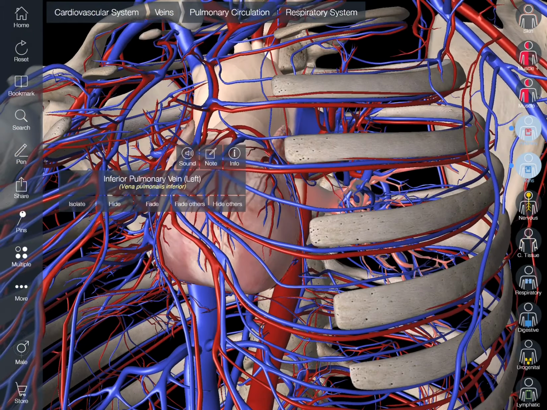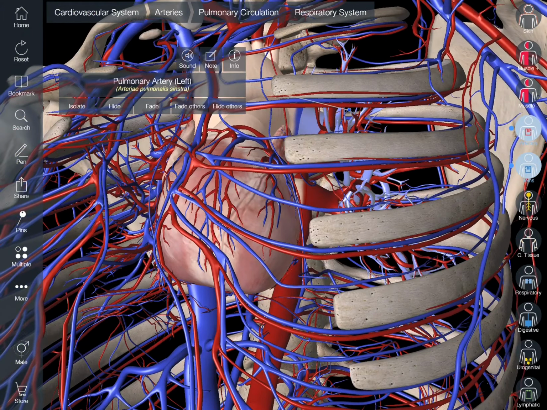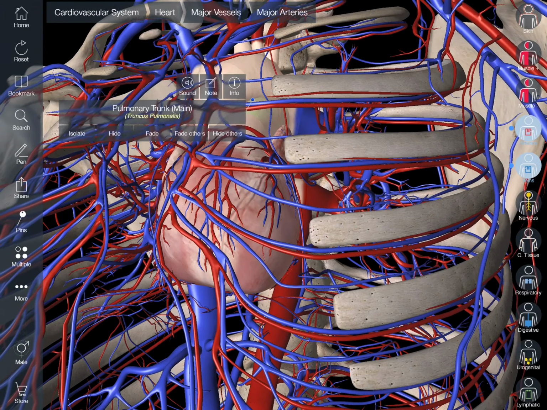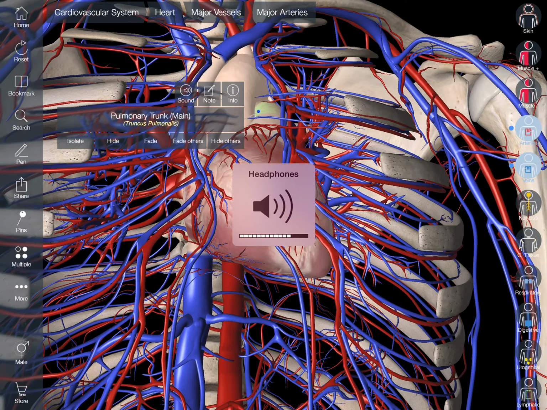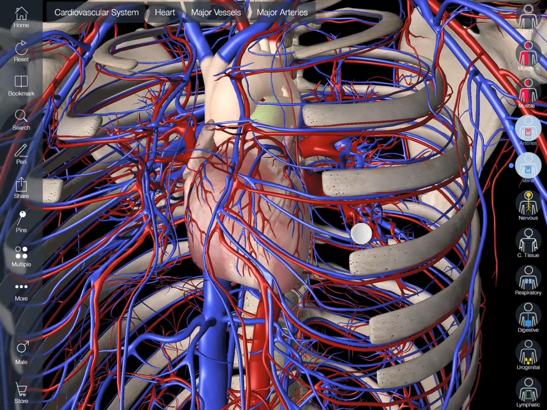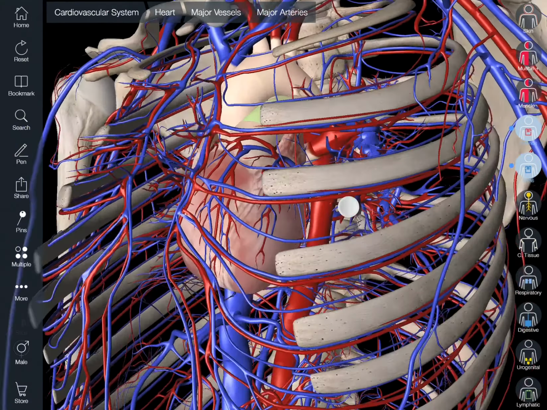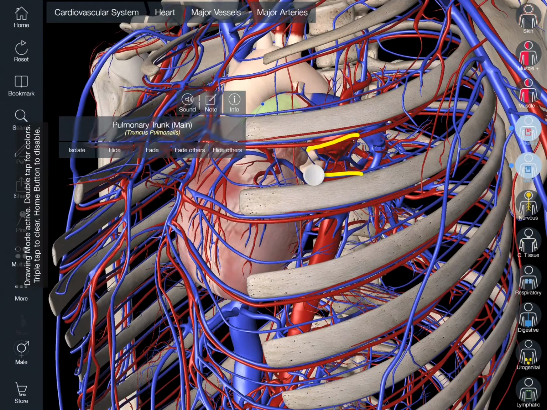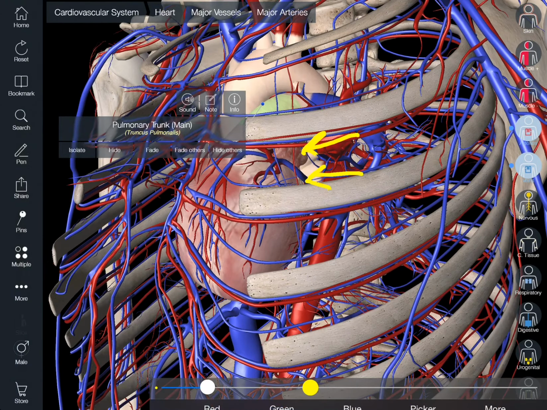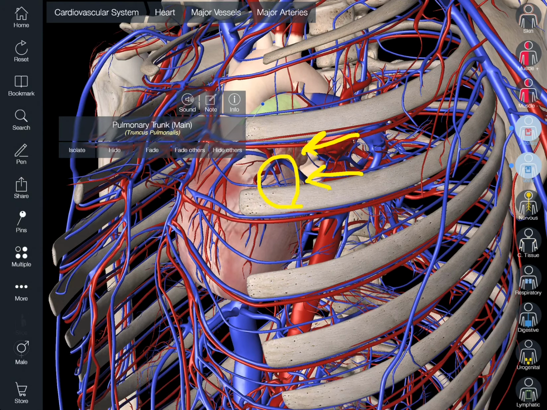So the pulmonary artery, as we know, or basically the pulmonary trunk, takes deoxygenated blood from the right ventricle of the heart all the way into the lungs to be oxygenated, and then the oxygenated blood through the pulmonary veins will enter the left atrium of the heart, and then of course it will go to the left ventricle, and finally to the aorta.